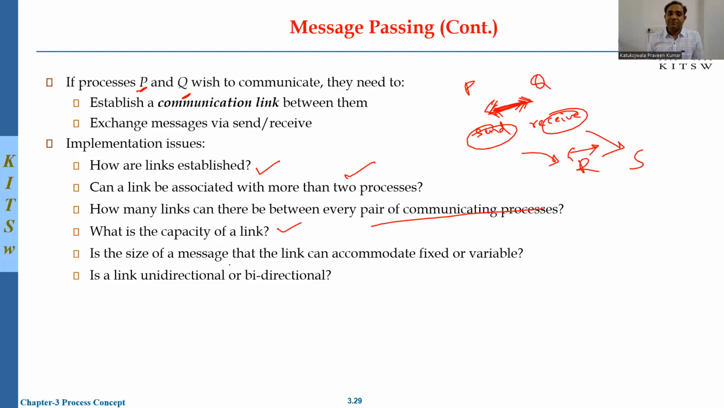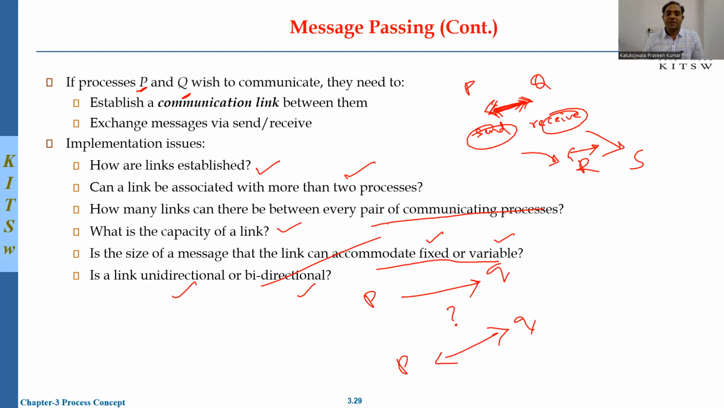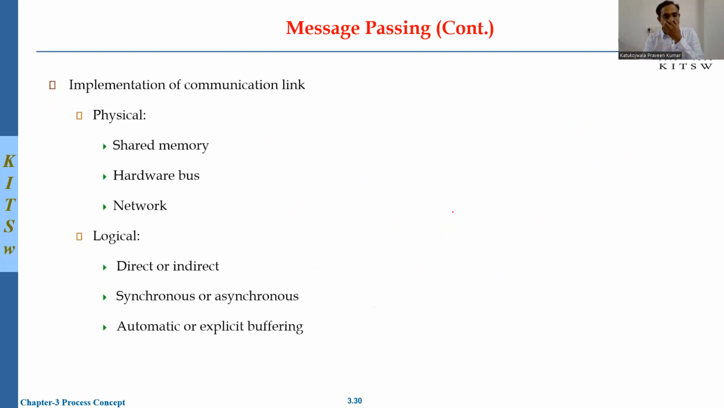Is the size of the message that a link can accommodate fixed or variable? Whatever link you establish, is it fixed between the 2 processes, or variable between n processes? That is one more issue. And is the link unidirectional or bidirectional? Unidirectional is from P to Q, or both directions, P to Q and Q to P. That issue also you have to answer. Those are the issues in communication establishment.